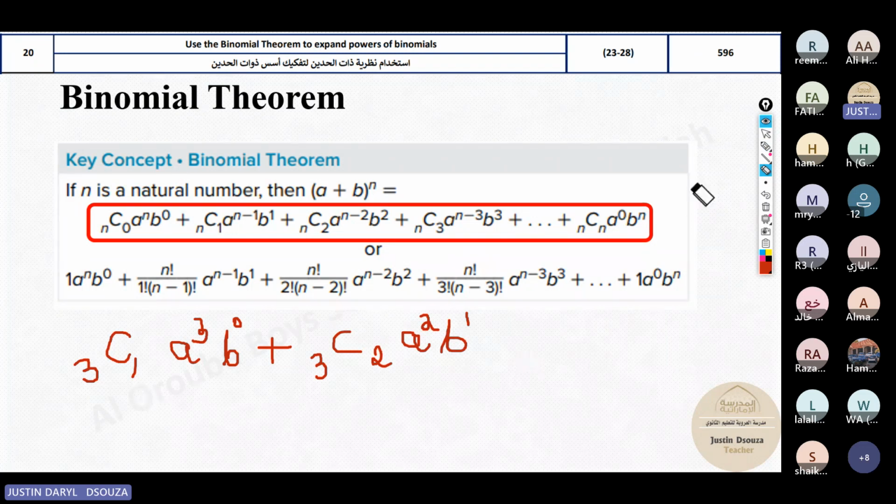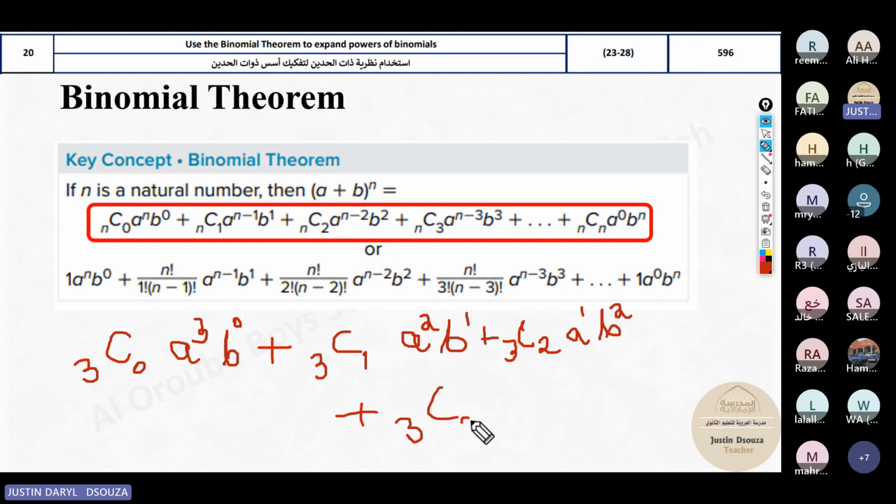Yes, that is the mistake I've made. I have forgotten to write 0. It starts with 0, then it increases by 1, and then it'll be 3C1, then 3C2, with a to the power 3 minus 2, which is 1, and b squared, and the last term I'll write over here will be 3C3.